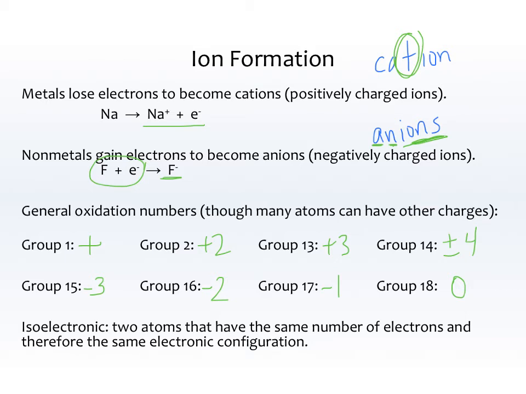And then we've got just a vocabulary word here for you. Isoelectronic means two atoms that have the same number of electrons and therefore the same electron configuration. So sodium, once it's lost an electron, will have the same electron configuration as neon. Fluorine, once it's gained an electron, will have the same electron configuration as neon. So Na+, after it's lost one, is isoelectronic with neon, and also with F- after it's gained one.